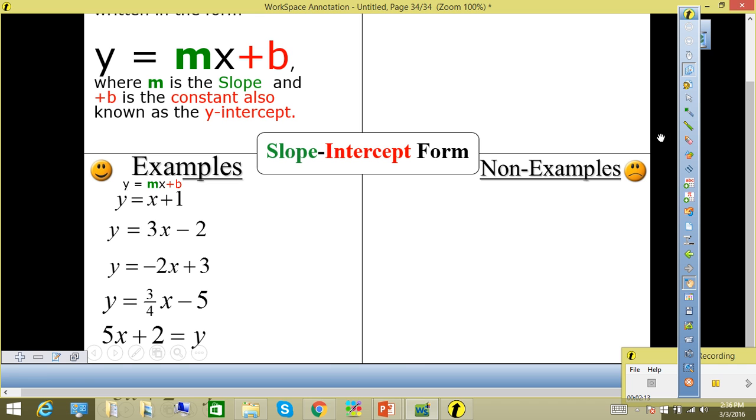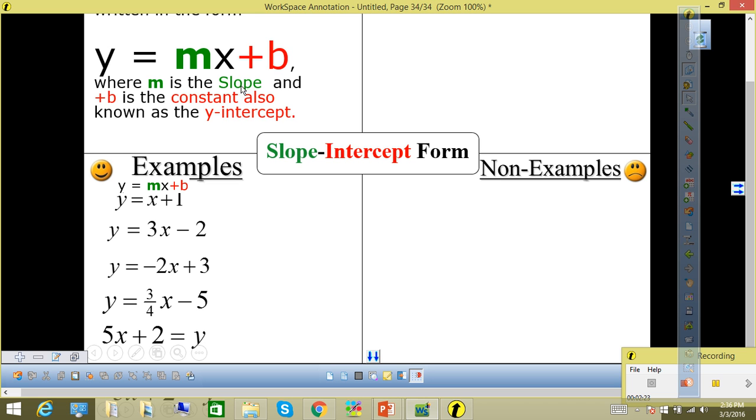So look at this. If I get this form, this is my y form, right? My slope-intercept form. Pretty much all of them match up, don't they? So what is this first equation missing next to the x? A number, doesn't it? So what would be the invisible number there? 1. So m is 1.